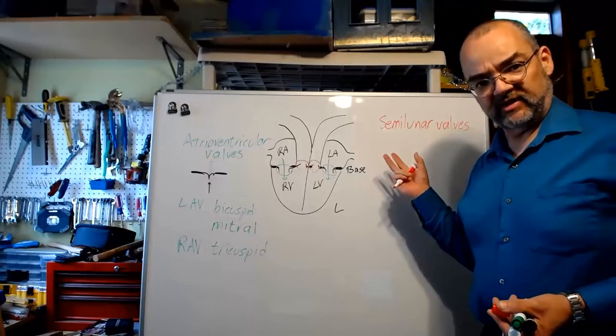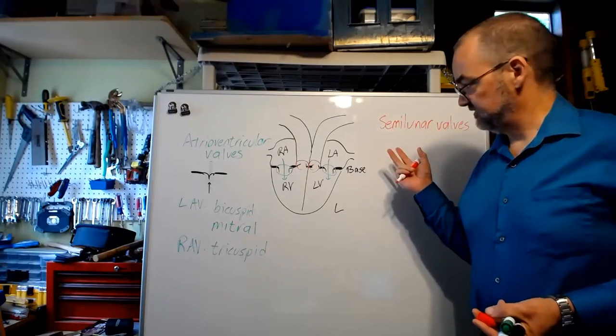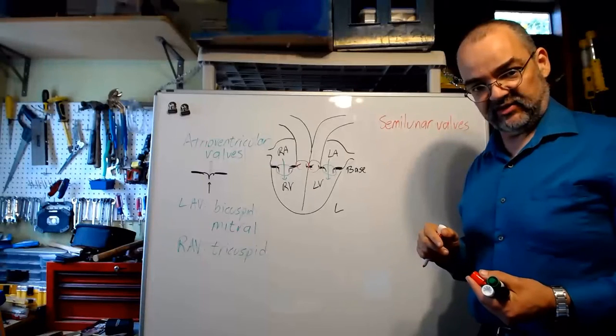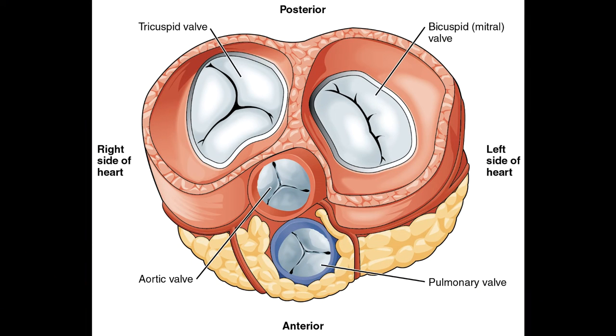Let me just put up an image really quickly of the heart valve so you can see how they're shaped. This is a cross section through the base of the heart. So here you can see the three flaps of the tricuspid valve, the two flaps of the bicuspid valve, and the semilunar valves with their three flaps each.